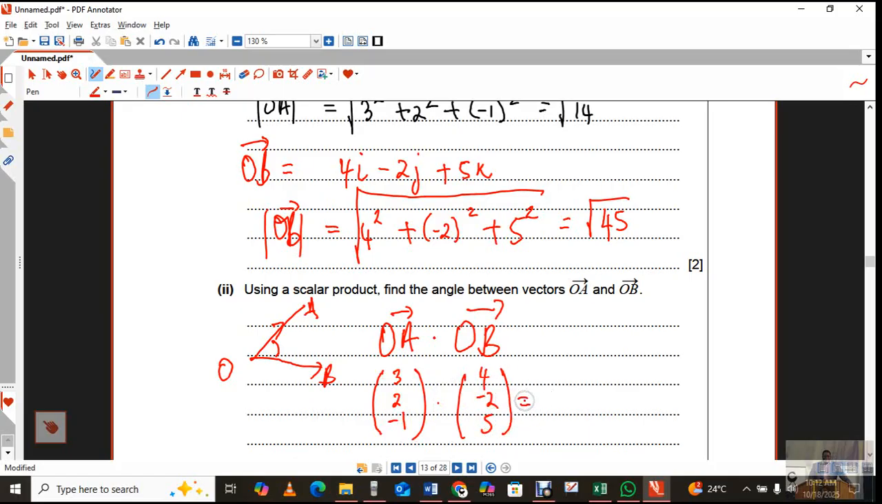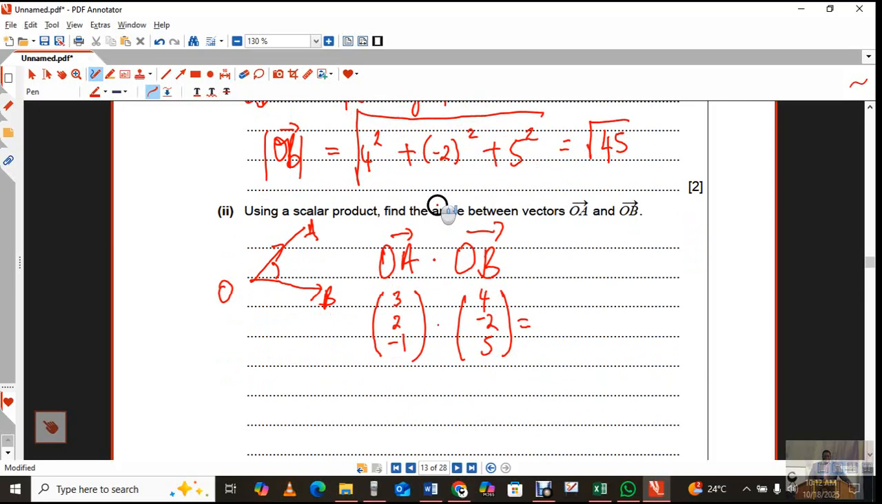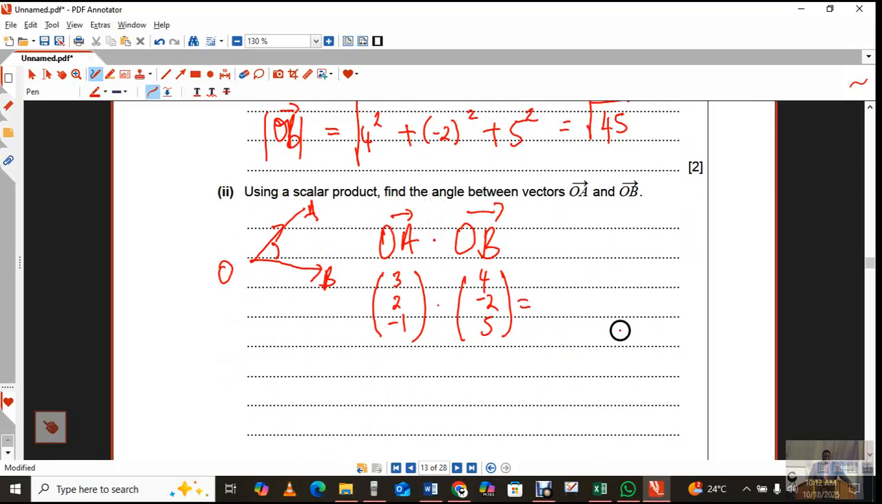Okay, just to make sure that you have the correct answer. So we're looking for the scalar product first. So this is going to be 3 times 4 plus 2 times negative 2 plus negative 1 times 5. If you work this out, you're going to get 3.